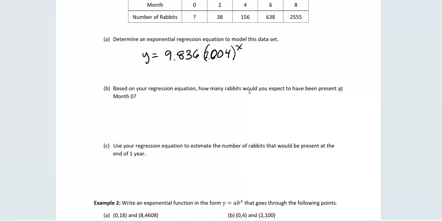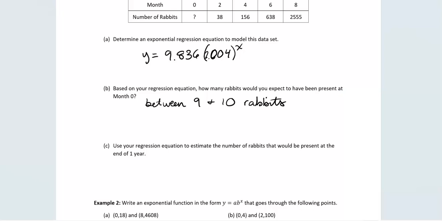So now we'll use this equation. How many rabbits would you expect to have been present at month 0? Well, if x is 0, then this term goes to 1 because that's what happens when you cancel that out. And you're left with this number right here, so this 9.836. So that means that our initial population is 9.836. So it's going to be somewhere between 9 and 10 rabbits because we're talking about actual rabbits, right? You can't have part of a rabbit. So we should expect between 9 and 10 rabbits.